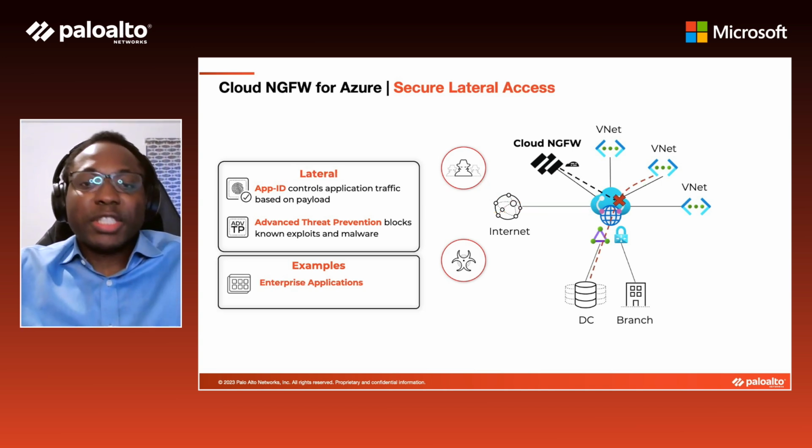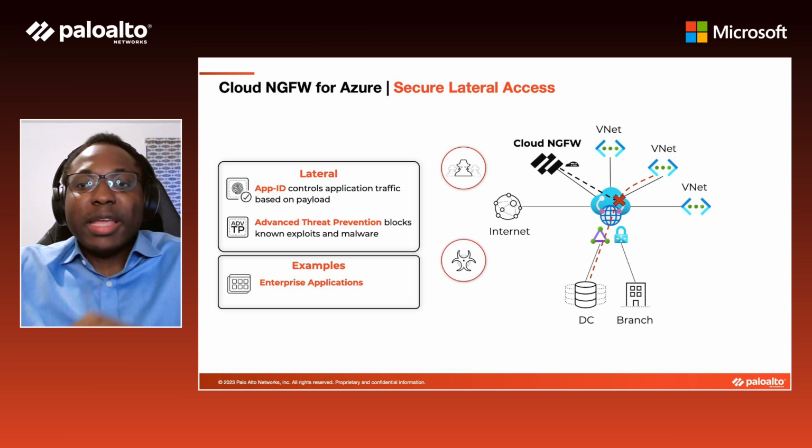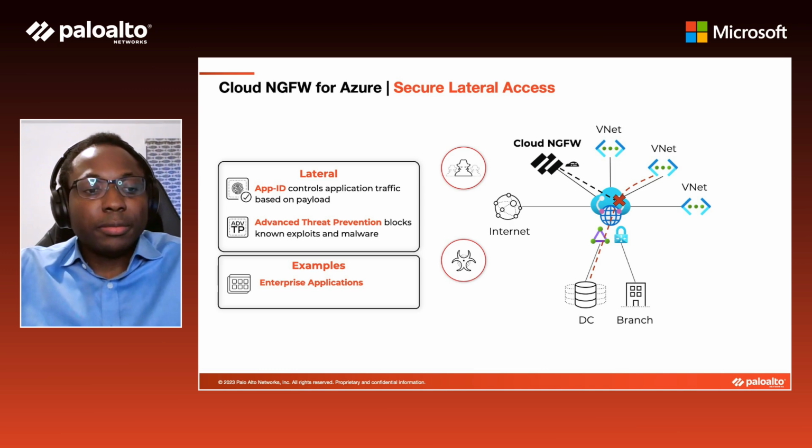Another good use case is for secure lateral access protection. So again, leveraging capabilities like App ID and advanced threat protection, you can use that to cover your east-west traffic flow. So in case there's been a compromise and an attacker is trying to move laterally across your Azure environment, this can help to do that network level traffic inspection and help to detect and stop a lot of the threat at this level.